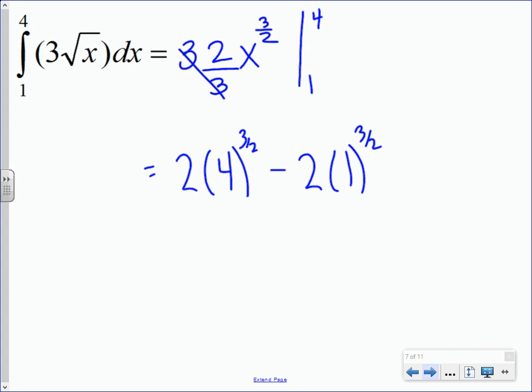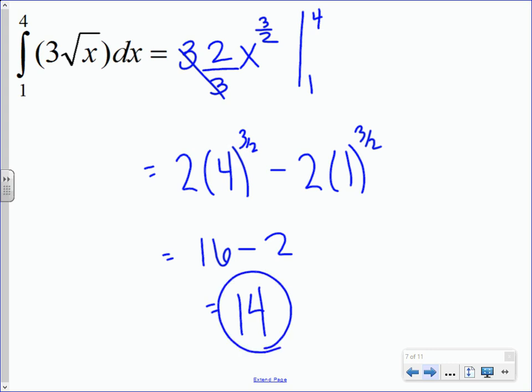What is 4 to the 3/2? 8 times 2. So we have 16 minus 2. The area under the curve from 1 to 4 is 14.